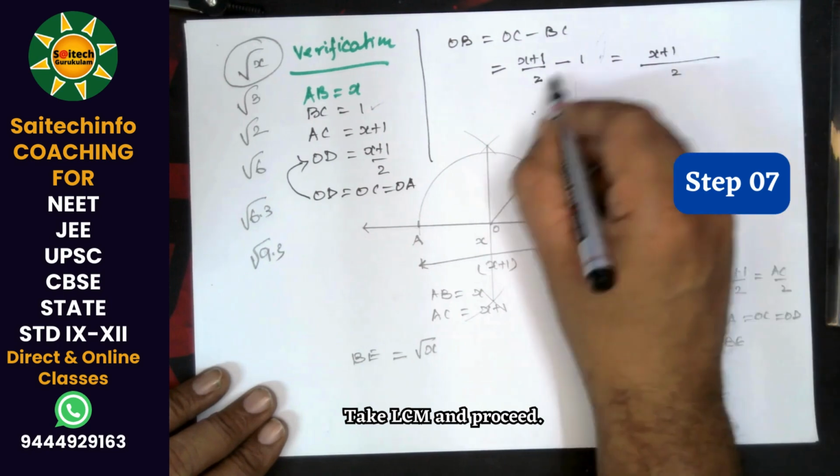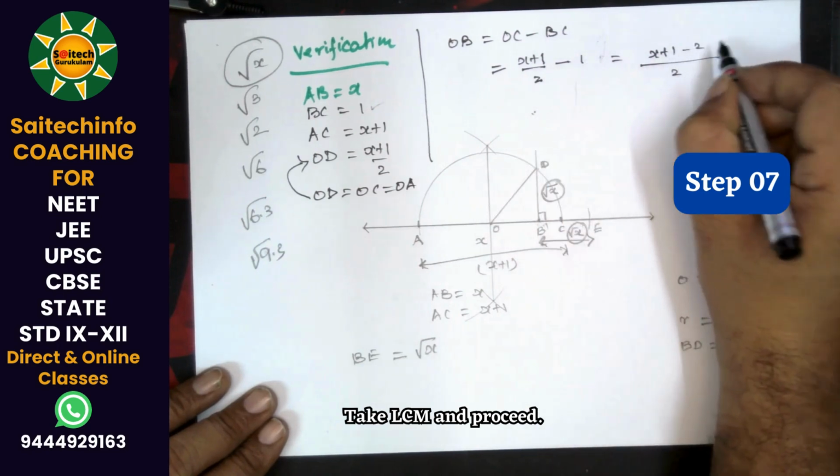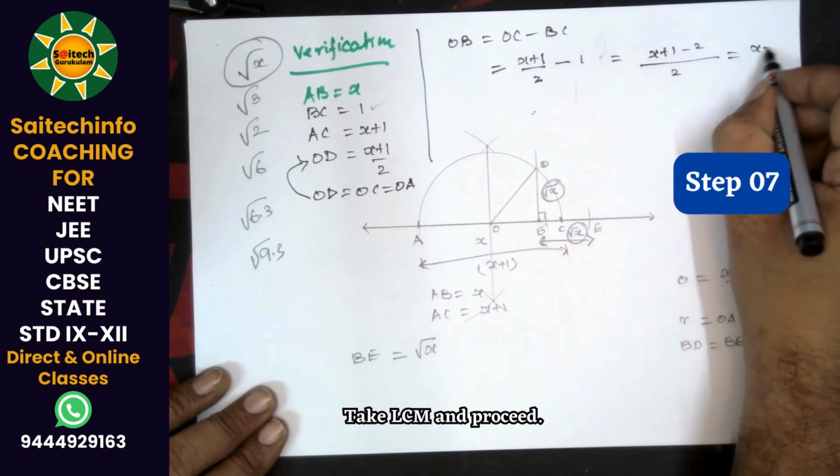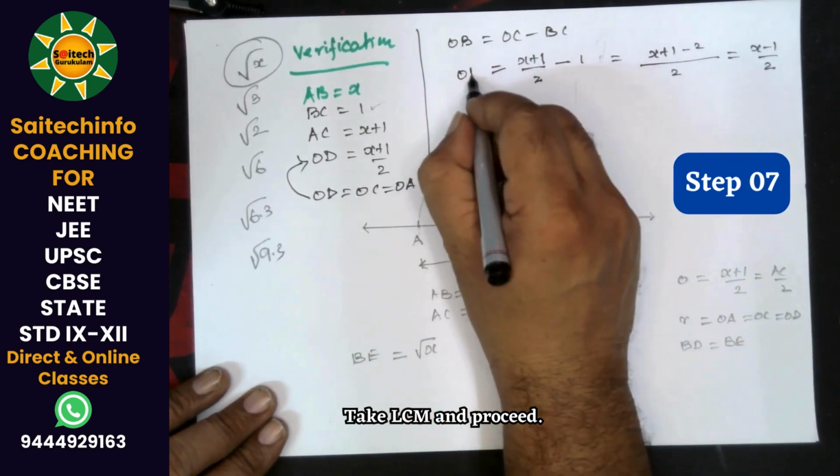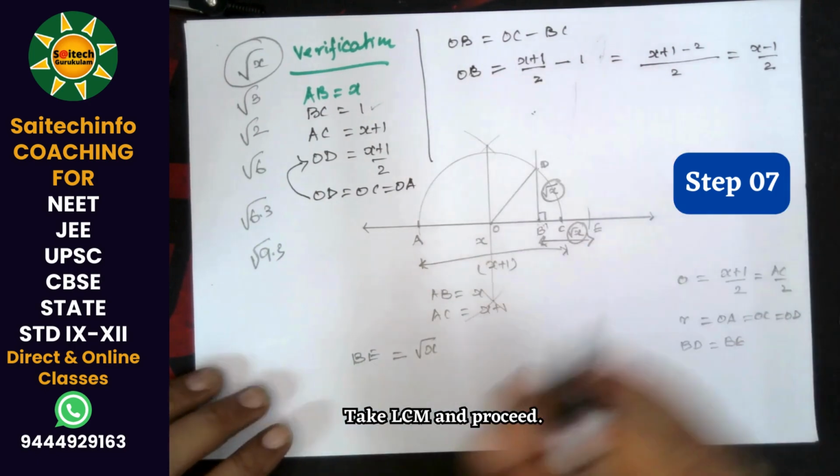X plus 1 minus, and take LCM 2 into 1, 2. So that is equal to X minus 1 divided by 2. You got this point? So what is the OB value? OB is X minus 1 divided by 2.